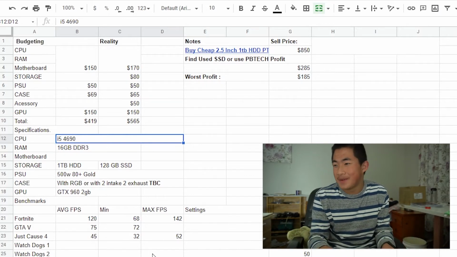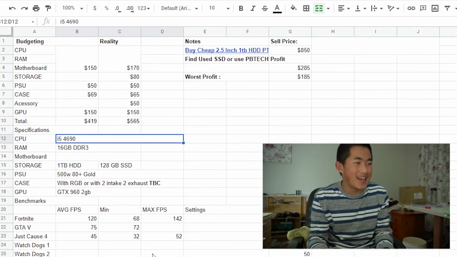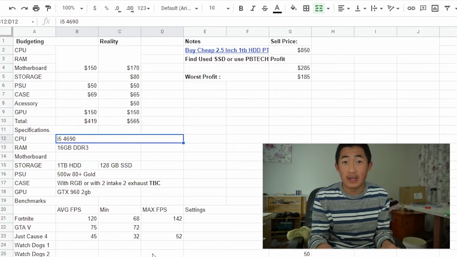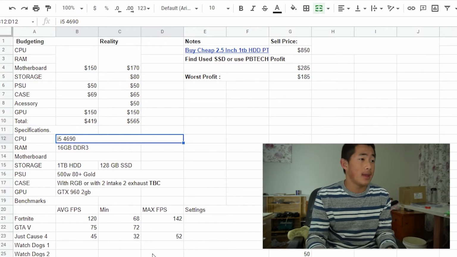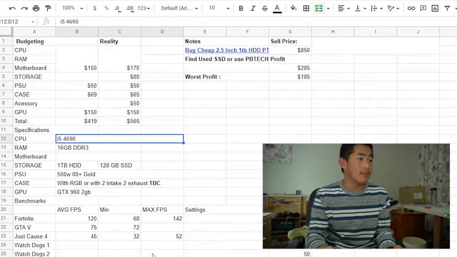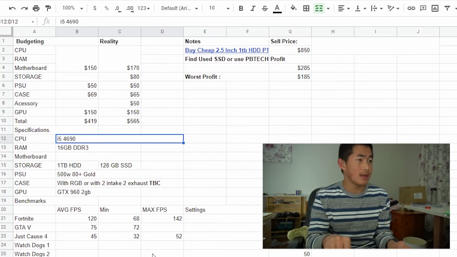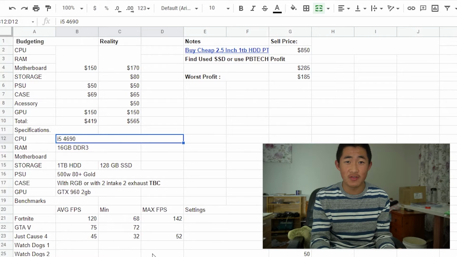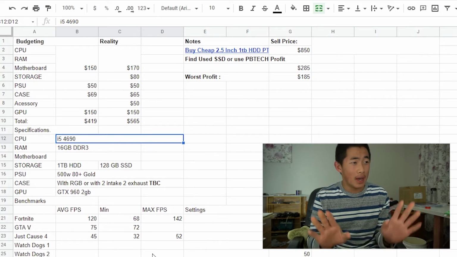It's okay, but I wouldn't really buy a GTX 960 for $150. It performs really closely to a 1050 Ti, so I'm pretty happy about that. The 500 watt 80 plus gold. Yeah, this one is the deal I also talked about in the first video. It cost me $40 for two. I'm very happy about that.